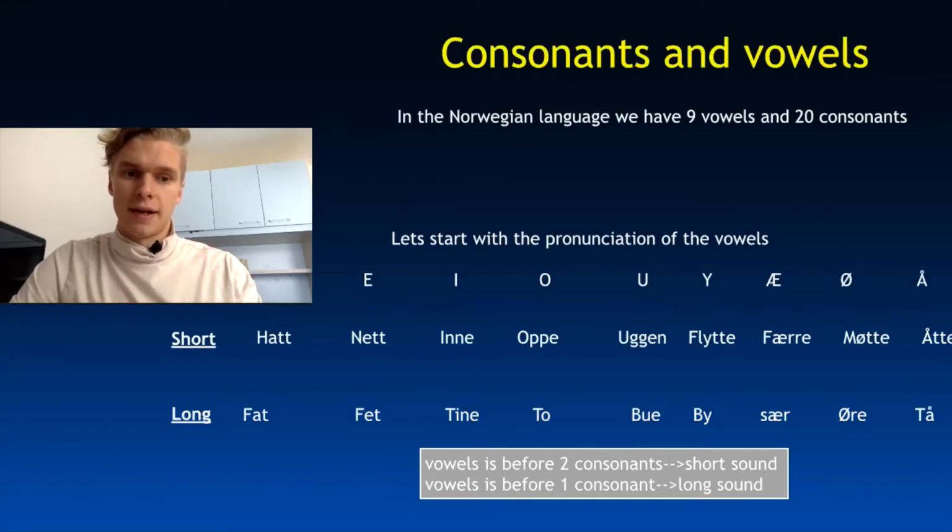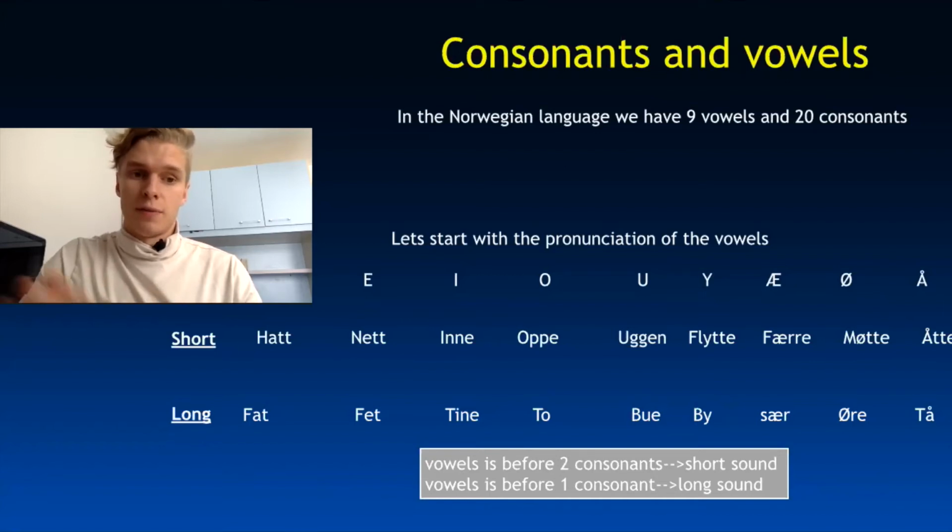Just look at the short line. The first word is hot, which means hat. You can see here that we have a double consonant, the double T, and before that is a vowel. What happens is that we put pressure on the double T.